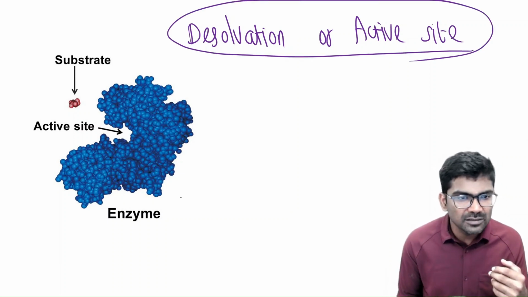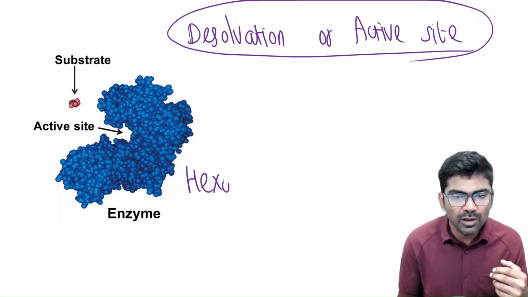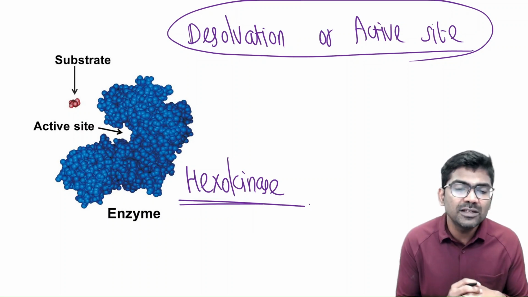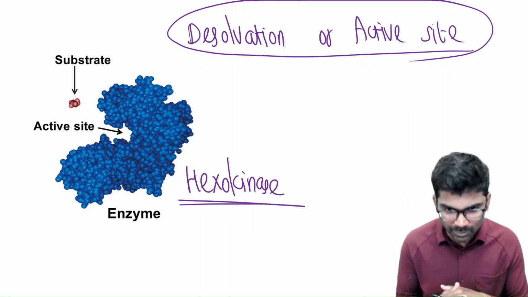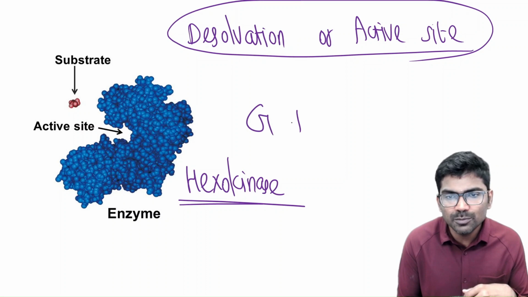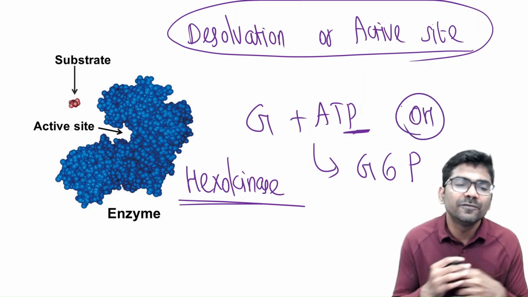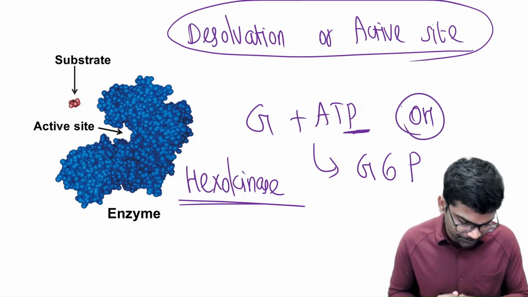What enzyme is this? This is nothing but hexokinase, the first enzyme of glycolysis. What are the substrates? Glucose plus ATP. Glucose will be converted to glucose 6-phosphate, right? To the OH group, a phosphoryl group is added. That is the reaction.